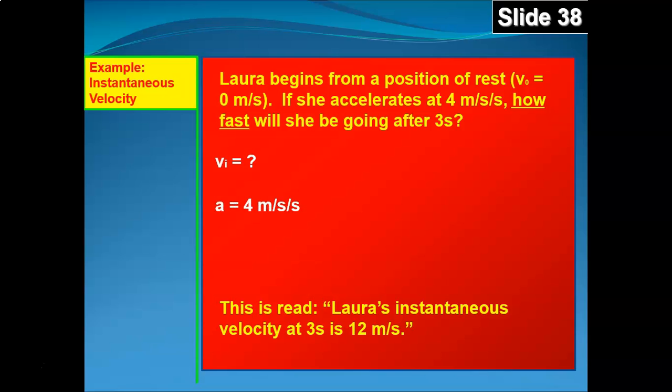We want the velocity at exactly 3 seconds, at exactly that moment in time, that instant in time. Acceleration equals 4 meters per second, time equals 3 seconds. So there's your formula. VI equals acceleration times time, which equals 12 meters per second. So at 3 seconds, she's going exactly 12 meters per second. Just a little bit before 3 seconds, she'll be going a little slower than 12 meters per second. And just a little bit after 3 seconds, she'll be going a little bit faster than 12 meters per second because she's speeding up. She is accelerating. So Laura's instantaneous velocity at 3 seconds is 12 meters per second.